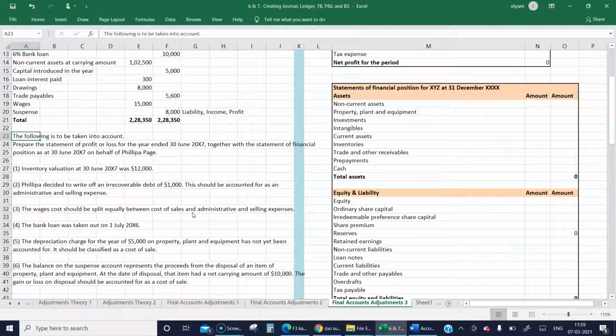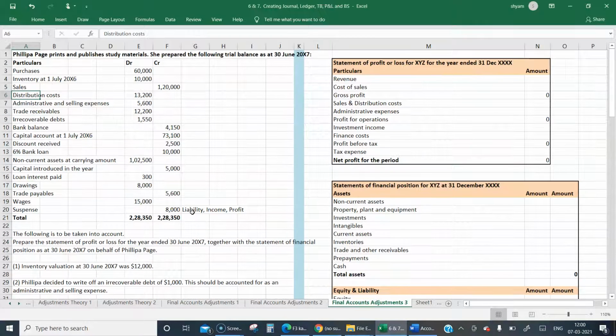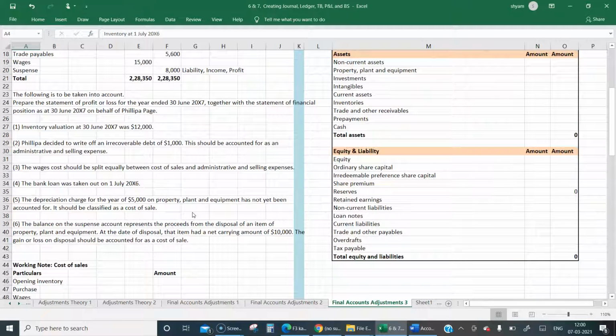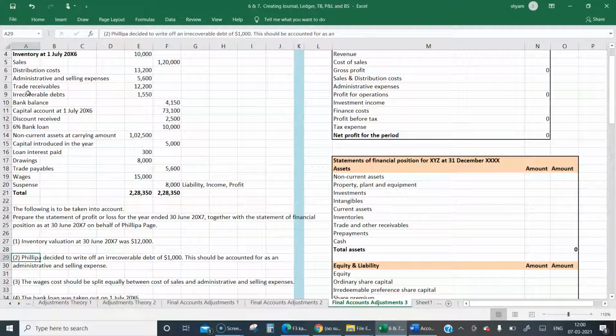The following is to be taken into account. Prepare the SOPL for the year ended 30th June 2007 together with the SOFP on behalf of Philippa Page. So the first one is inventory valuation at 12,000. So as inventory, we'll mark the opening inventory. We have an adjustment there. Philippa decided to write off an irrecoverable debt of 1,000. This should be accounted as an administrative and selling expense. So as there's an irrecoverable debt, we'll mark it in trade receivables.